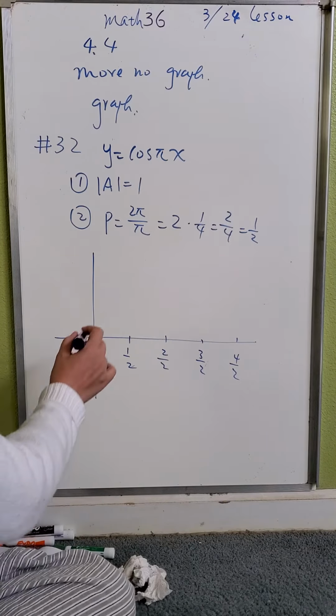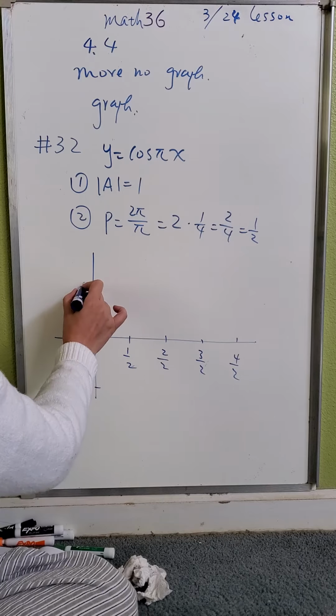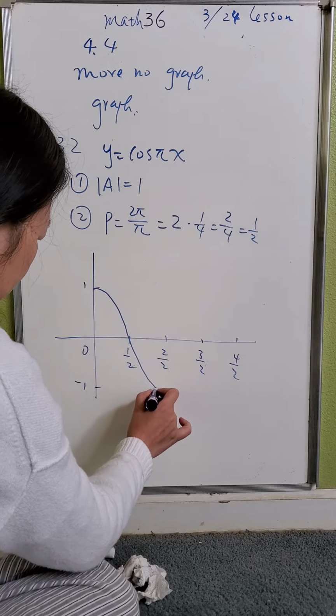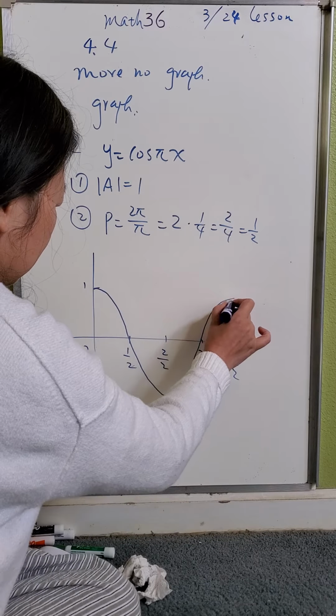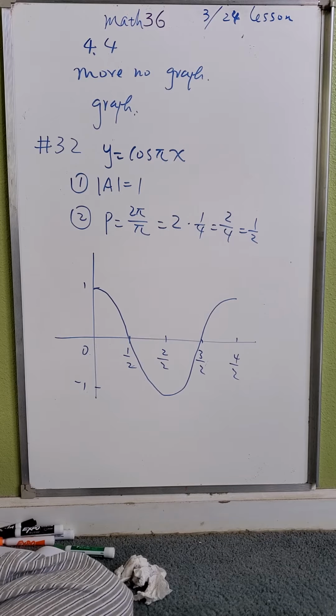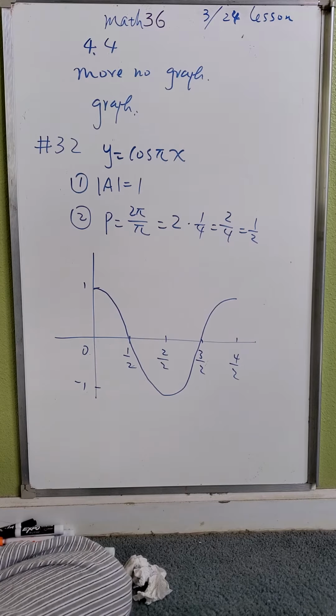And this is a cosine graph. Cosine starts from 1 and -1, so you're going to go down here. Okay, so that's the graph. And you can see it's not that bad to draw this type of graph.